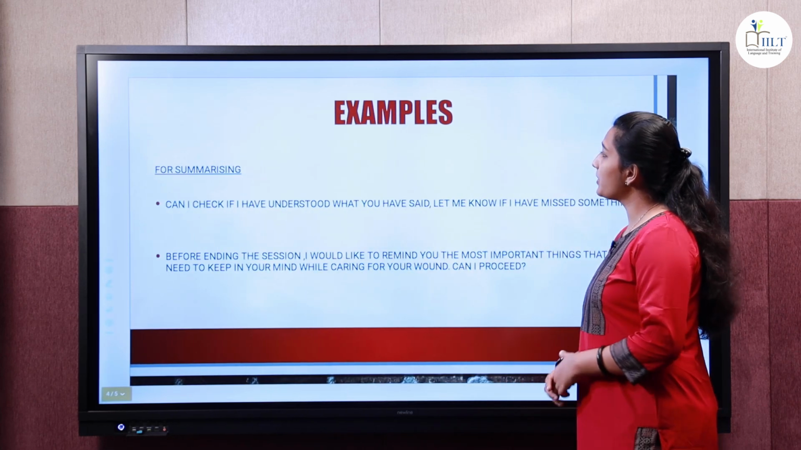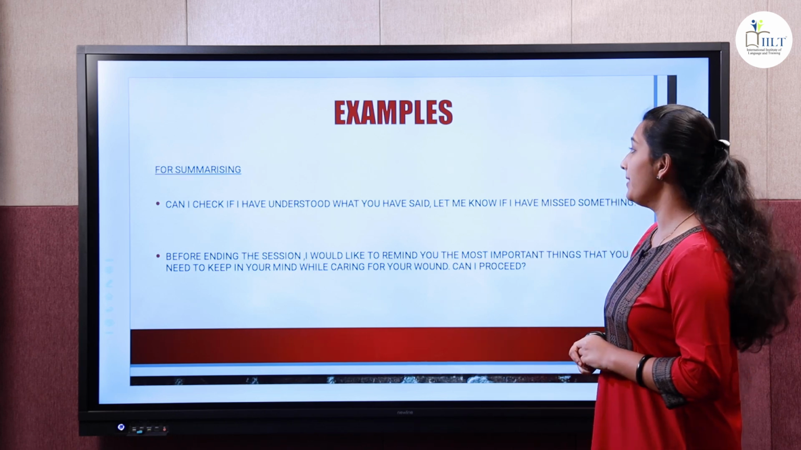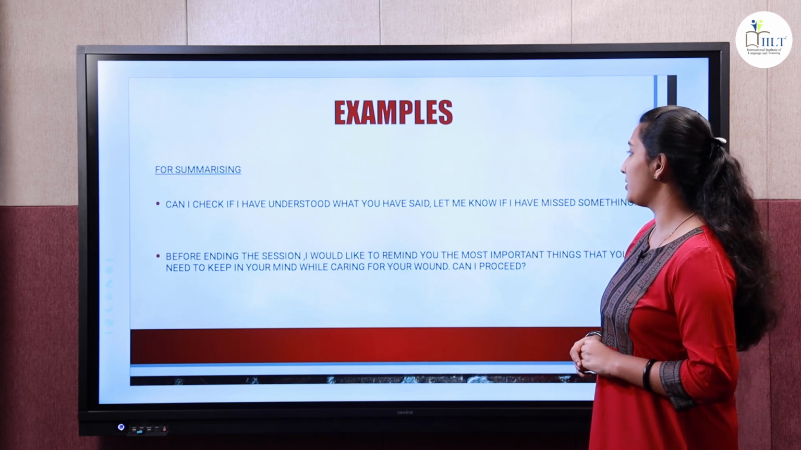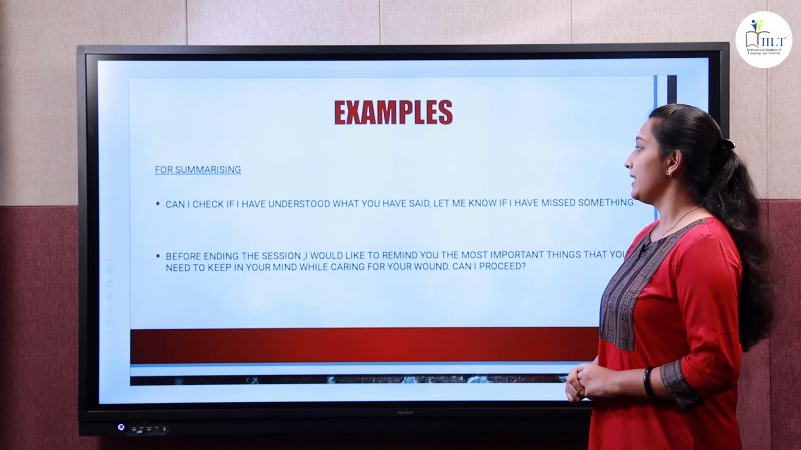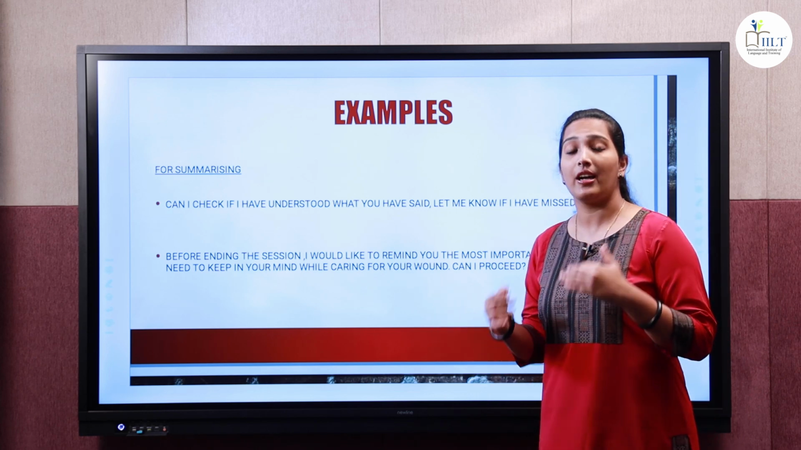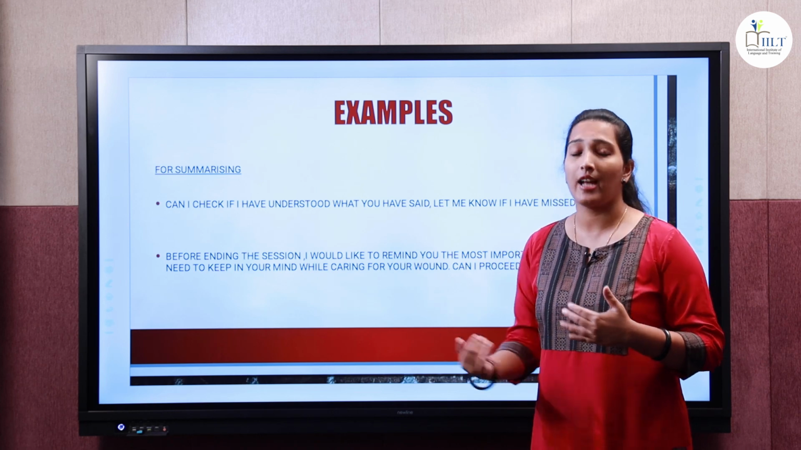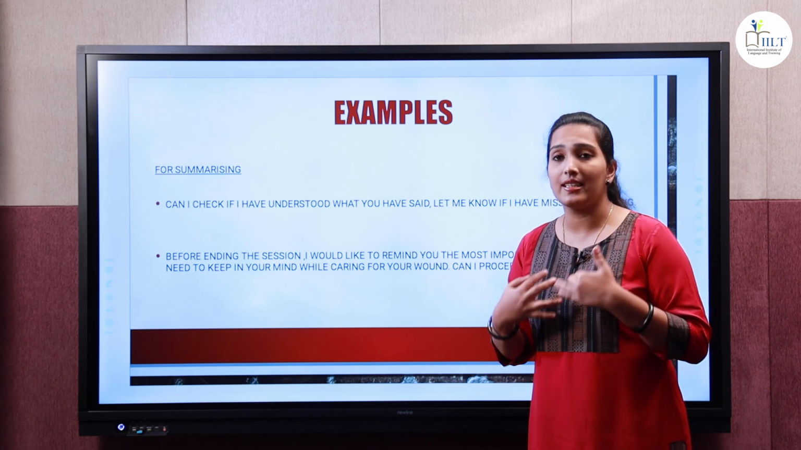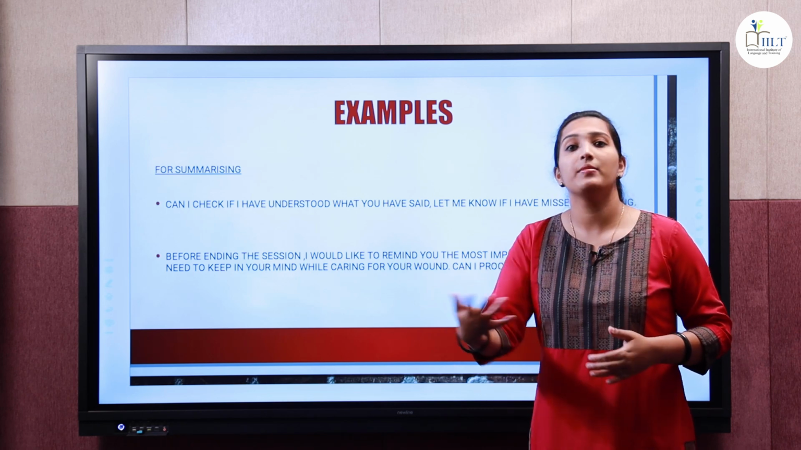Okay, so this is going to be the example for summarizing. So let's see the first example. Can I check if I understood what you have said? Let me know if I have missed something. That means, can I check if I have understood? So the nurse is asking the patient, let me just tell you what I have understood from your side and just tell me if I have missed out anything.